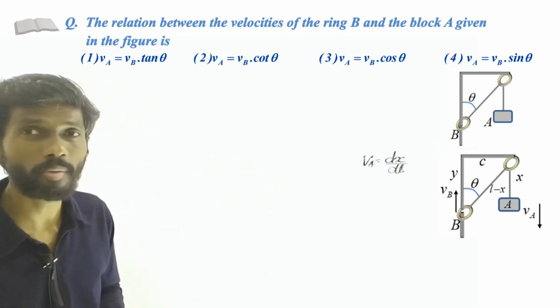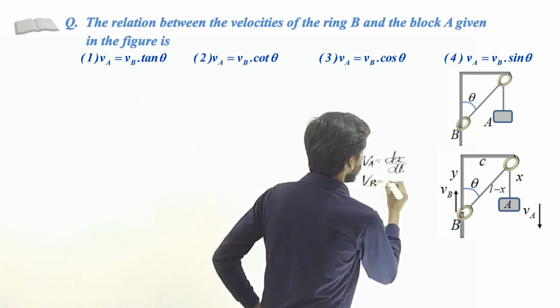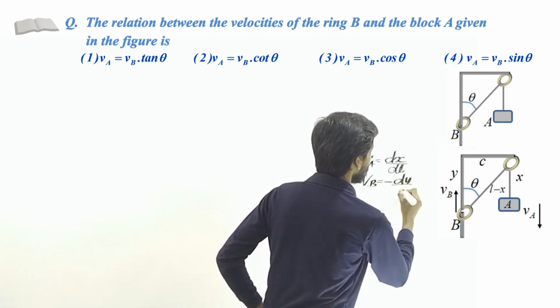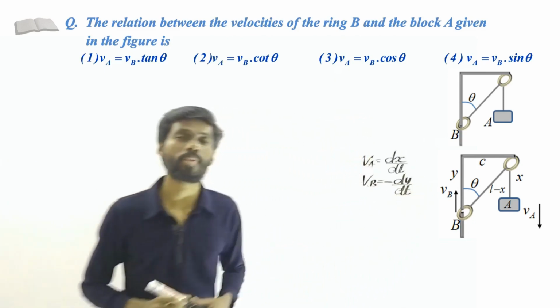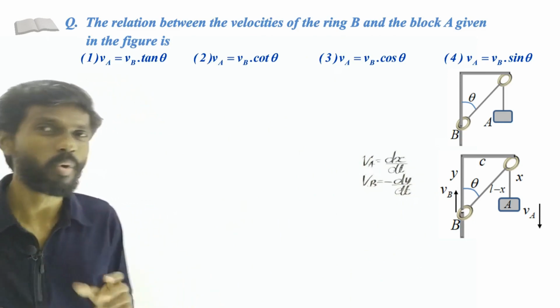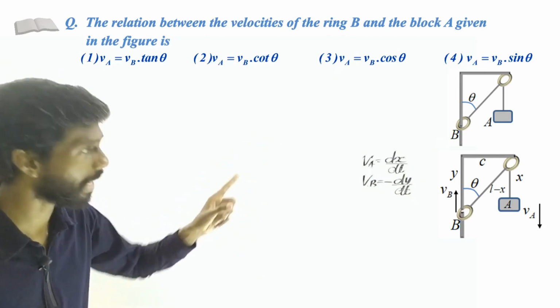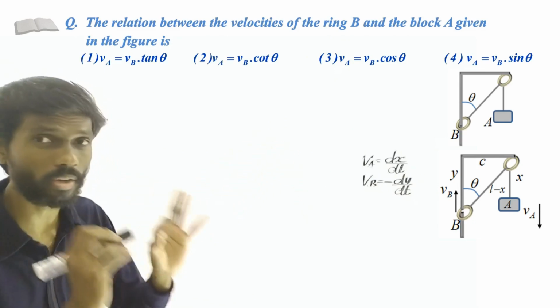So that is the velocity of B, but y decreases. So that means the velocity of B equals minus dy divided by dt. Okay, just like the last question. Now here x and y both are variables, but what is constant here? One constant here is the length of the string, right? The total length of the string is constant.